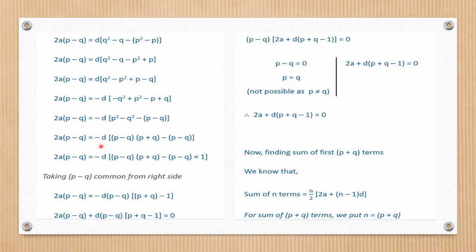So this is 2a(p minus q) equal to minus d times (p minus q)(p plus q minus 1). Now it can be split as (p minus q) into (p plus q), and this is the same.